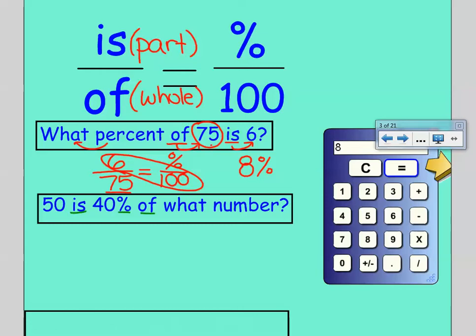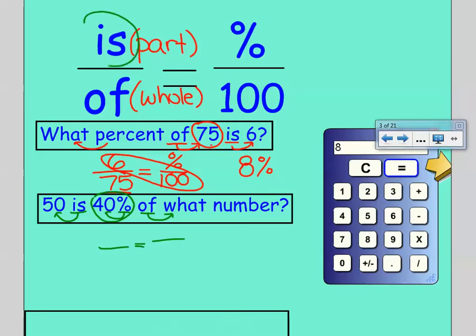I see that the number 50 is next to the word is. Now, some people might think that the number 40 is next to the word of, but what's even closer to the number 40? Right behind 40 is the percent symbol. So this is 40%. It all goes together. And there is no number next to the word of because the word what is next to that. So what I would do is I'd have my proportion again.